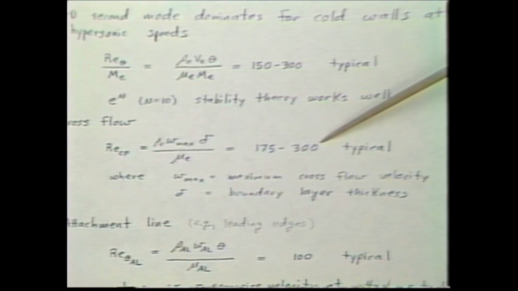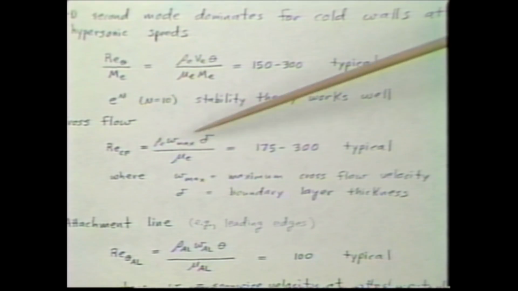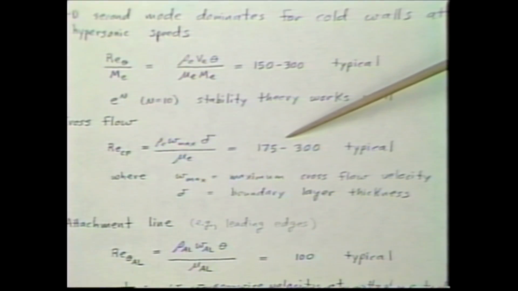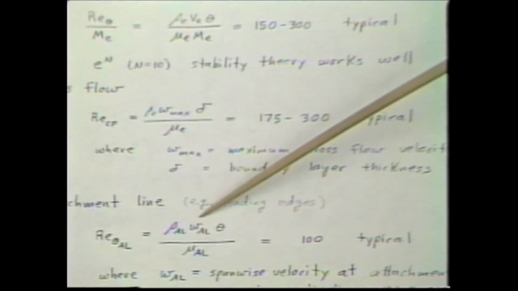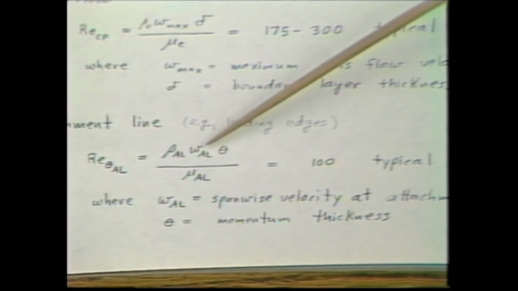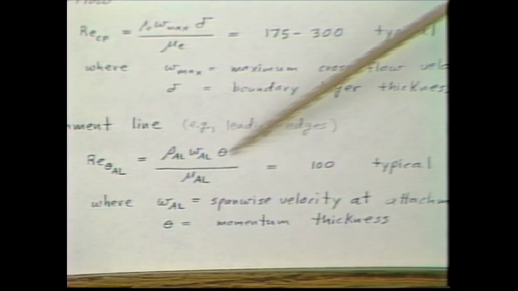Another driver is cross flow. That's just flow, let's say you had your wedge and you had flow transverse to the wedge. That's cross flow. Here, the transition is driven by a Reynolds number based on the cross flow velocity. These are typical numbers for that. Attachment line, like on a blunt leading edge, you have an attachment line. That is driven by the span-wise velocity along that edge and the momentum thickness along the edge. We'll go ahead and stop there, and we'll pick up more on flow transition after the break.